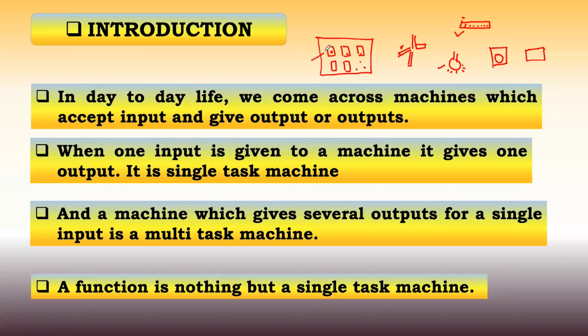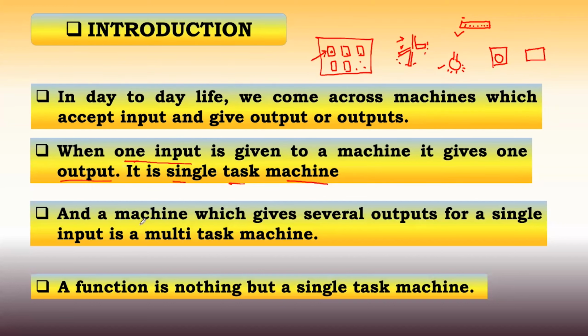So if I press the button and switch this on, the fan will be on, right? This will rotate, right? Similarly, if you go for the second one, the tube light will be on, and so on, right? So in this case, one input is given and we are getting one output, right? This is known as a single task machine.